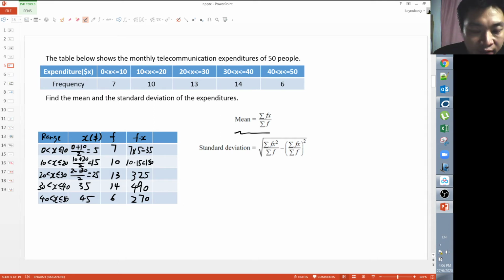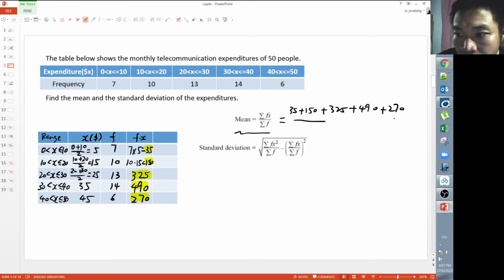I think you now have enough information to find your mean. The summation of fx is all the values here, so add them up: 35 plus 150 plus 325 plus 490 plus 270. That is over the summation of f. What is the summation of f? All these values.